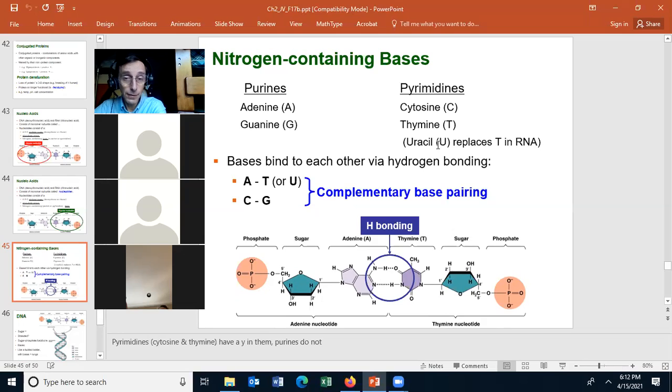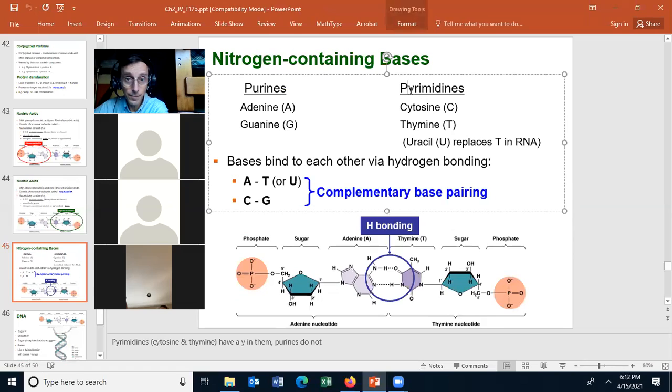For DNA, it's very easy to remember the pyrimidines from the purines because pyrimidine has a Y in the name, and all of the pyrimidines, cytosine and thymine, have a Y in the name. The adenine and guanine do not have a Y. Now for RNA, you can remember this rule, and then just remember that thymine has a Y in it, so it's a pyrimidine, and it's replaced by uracil, which is a pyrimidine. So the rule doesn't quite work with RNA. Uracil doesn't have a Y in it, but uracil is a pyrimidine.